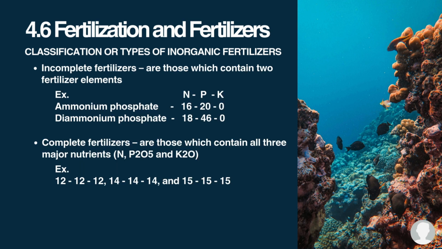Another classification or type of inorganic fertilizers are the incomplete fertilizers. These are those which contain two fertilizer elements. We have an example here, ammonium phosphate, which has 16 nitrogen, 20 phosphorus, but no amount of potassium. Another one is the diammonium phosphate, which has 18 nitrogen, 46 phosphorus, but no amount of potassium.